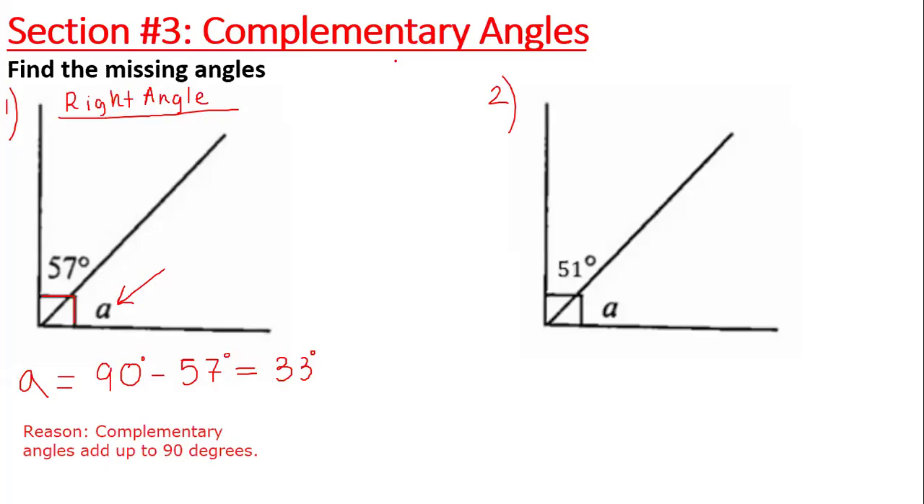All right, so what we're going to do is subtract. So we say A is equal to what? 90 degrees minus 51 degrees. What's that? It gives you 39 degrees. Very good.